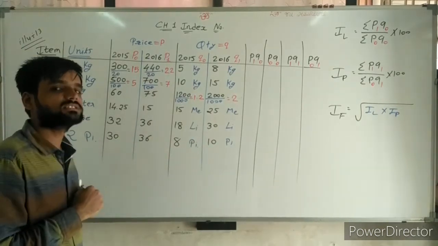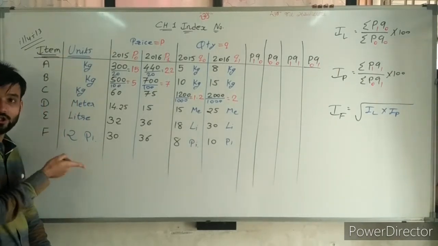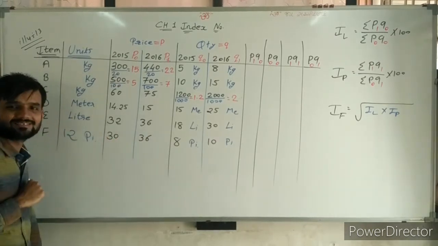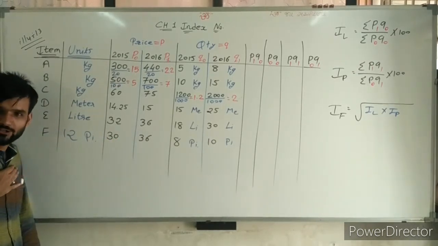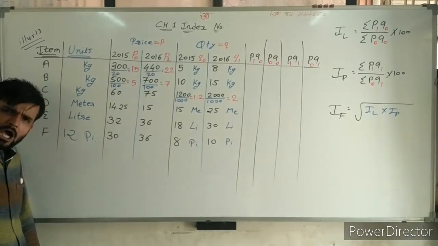But here price for piece is given. So I have converted this dozen into pieces. So it becomes 12 piece. 12 piece prices are here. So what should I do? 12 piece, 30 rupees, 1 piece, how many rupees?